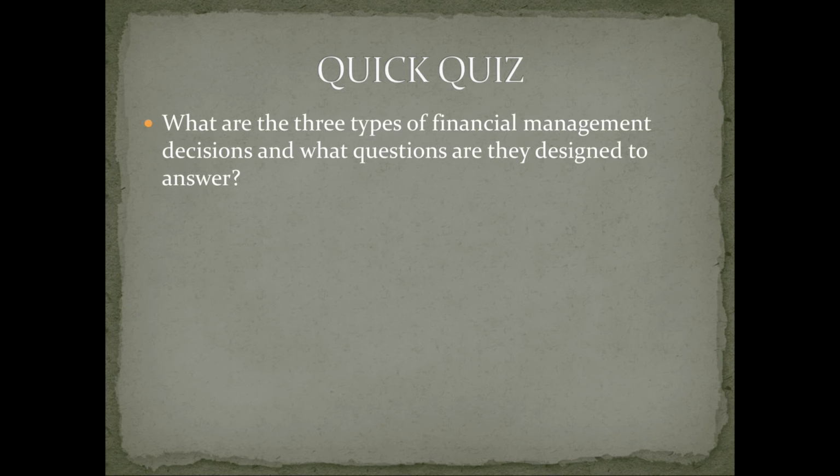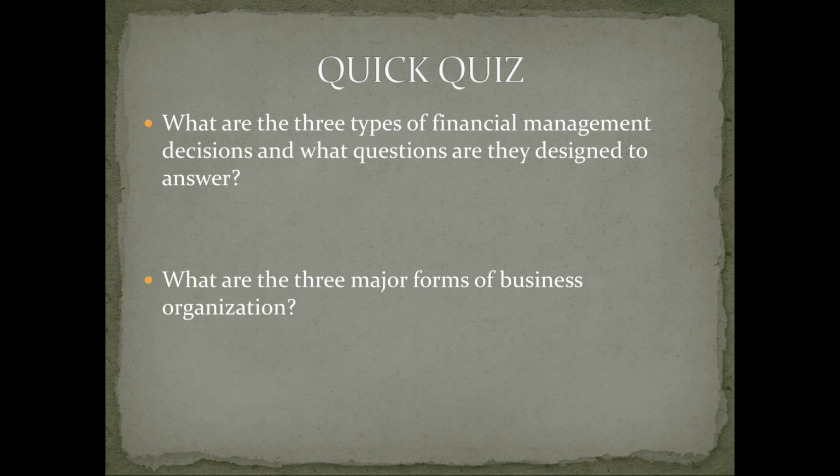First of all, what are the 3 types of financial management decisions, and what are they designed to answer? So we talked about capital budgeting decisions. Those are your long-term investments. Capital structure, your breakdown of long-term debt versus equity. So how do you fund those assets? And then working capital management decisions. Those are your day-to-day operations, your current assets and your current liabilities.